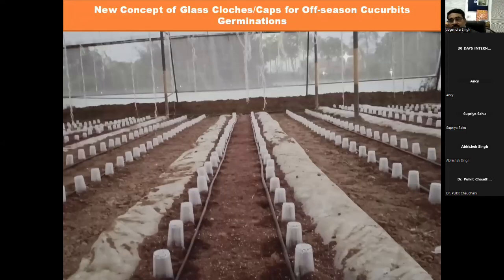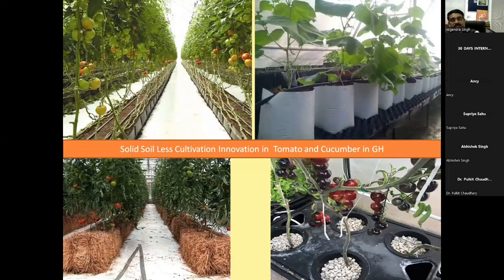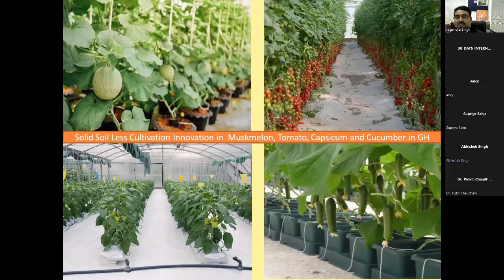So you can see the grow bag. You can see the trench, grow bag, rock bed, and buffer bed. We can use soilless media. We can use different types of methods for soilless cultivation. Here soilless cultivation uses different kinds of pot cultivation, grow bag method, and others. So we can grow crops equally well compared to soil-based cultivation.